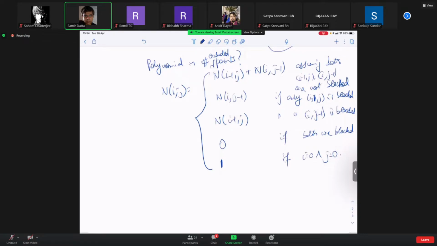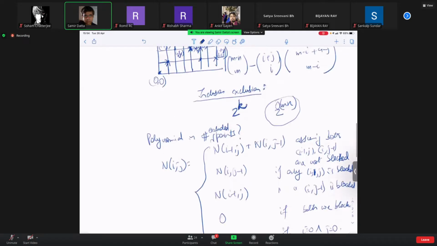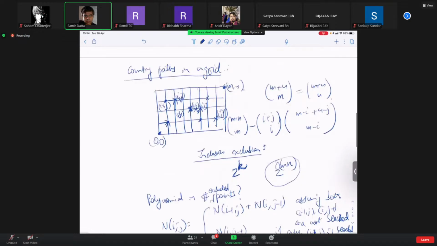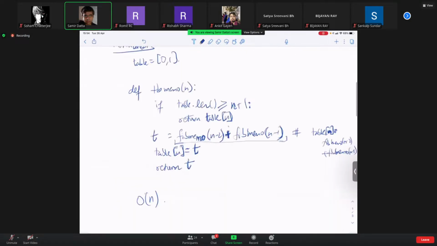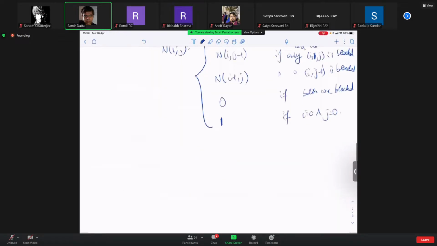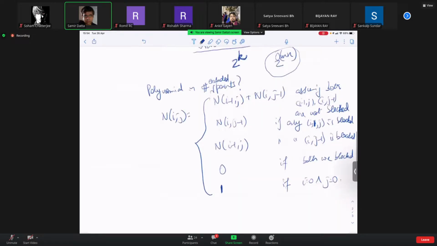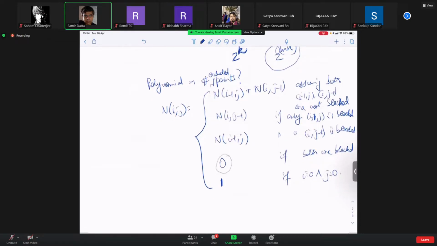And now how would you compute it efficiently? So this would seem like an exponential time algorithm, just as the Fibonacci was exponential time. But now you can use memoization, correct? So you build a table, and in the table you store the previous values. You first store the blocked values.